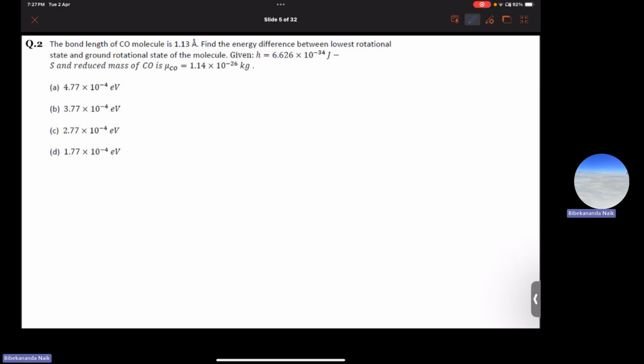So the reduced mass of the carbon monoxide molecule is also given, which is 1.14 into 10 to the power minus 26 kg. The energy states are also similar to the previous question: the lowest energy state, which is J equal to 1, and the ground state, which is J equal to 0. If you put all these values, you will get the answer. So these are the four options. I will give you a few minutes to try this question. Then after some time, I will solve it.